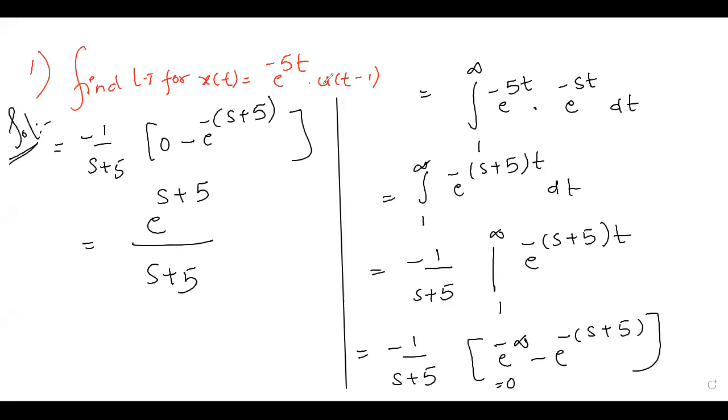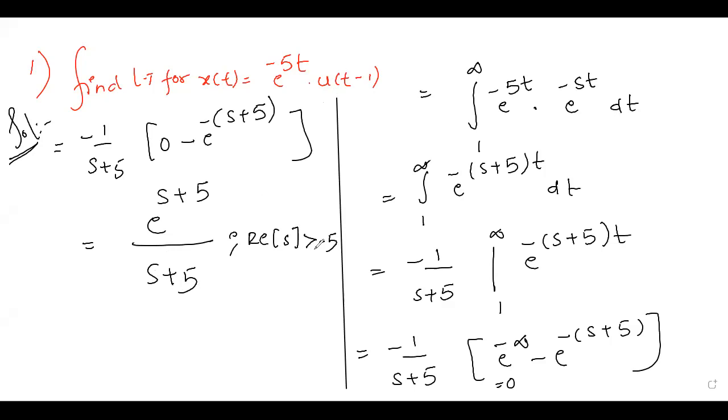And this is a causal signal. U of t minus 1 exists only in the first quadrant, so this is a causal signal. Hence, what is the ROC? Real part of s is greater than its pole for any causal signal. What is the pole value here? s equal to minus 5. So the ROC is real part of s greater than minus 5.